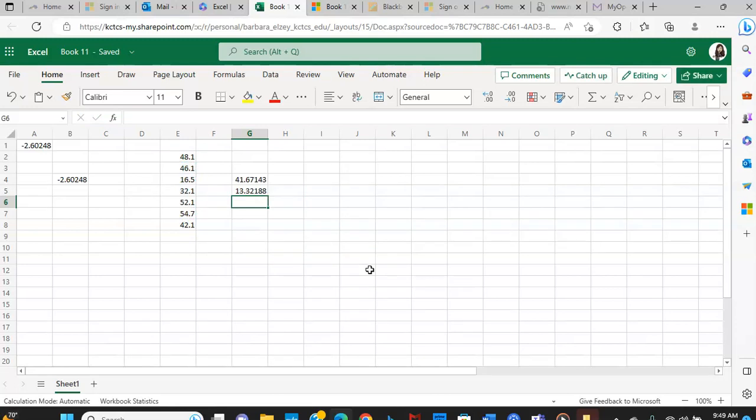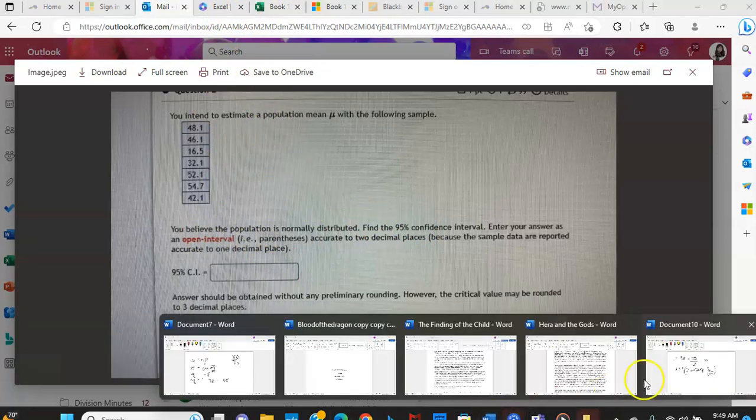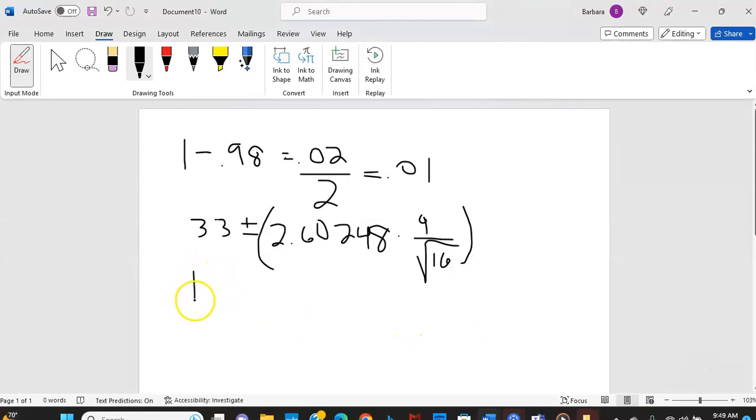All right, now let's also get our critical value. So we had 95%, was it? Let me see. Yeah, 95% confidence level. So again, if we want 95% confidence, we're going to go 1 minus 0.95. It's going to be 0.05. And then we're going to divide that by 2. And when we divide 0.05 by 2, we'll get 0.025.